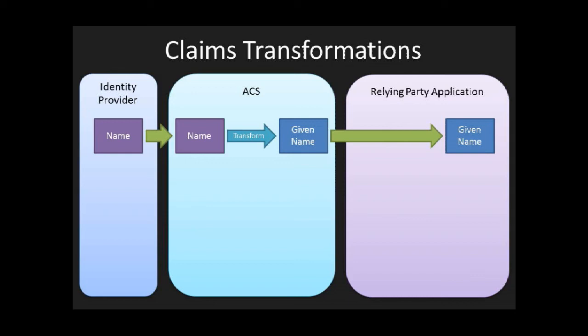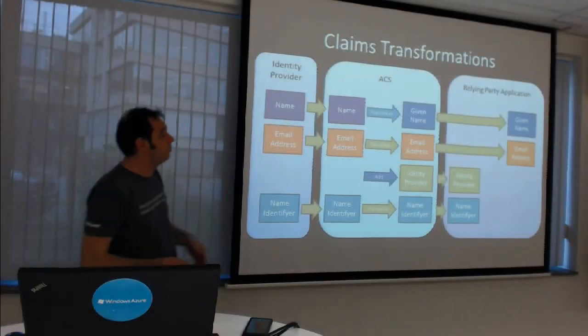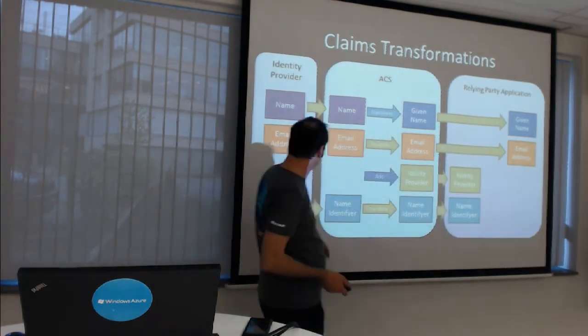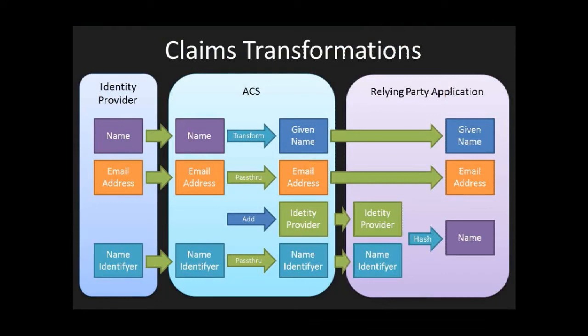The email address, I just pass that through as the email address. So if you're using Google and Yahoo, you will get the email address claim. If you're using a Microsoft account, you will not. Then ACS will add on the identity provider, which I will get in as a claim, and the name identifier claim that I just passed through. Now, in my relying party application, I hash these two together to produce the name claim, which is a hash value, which I then store in the database.